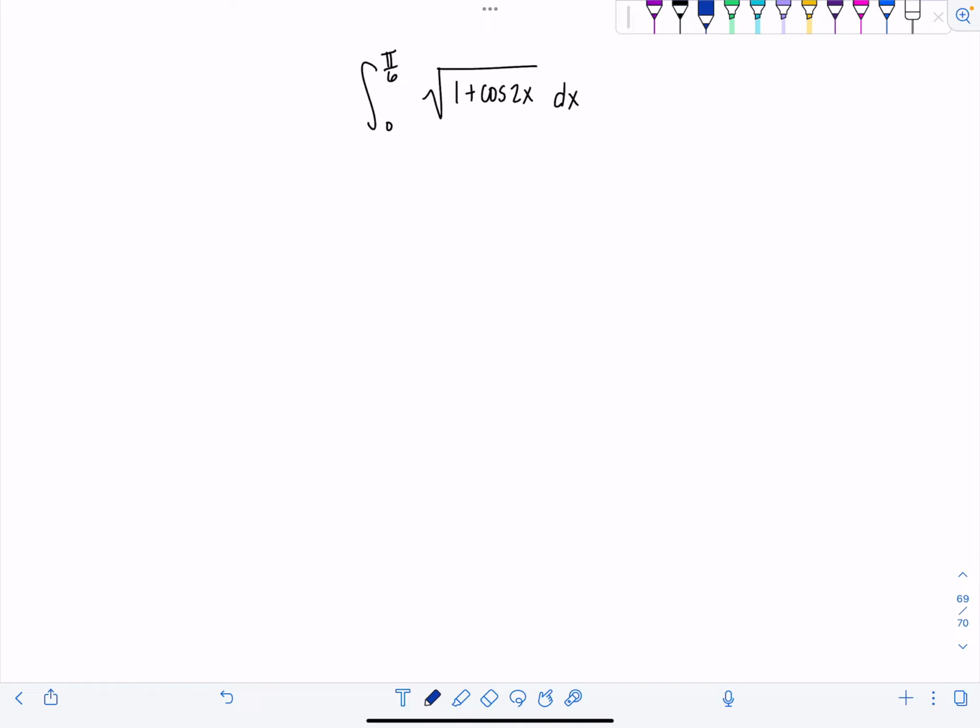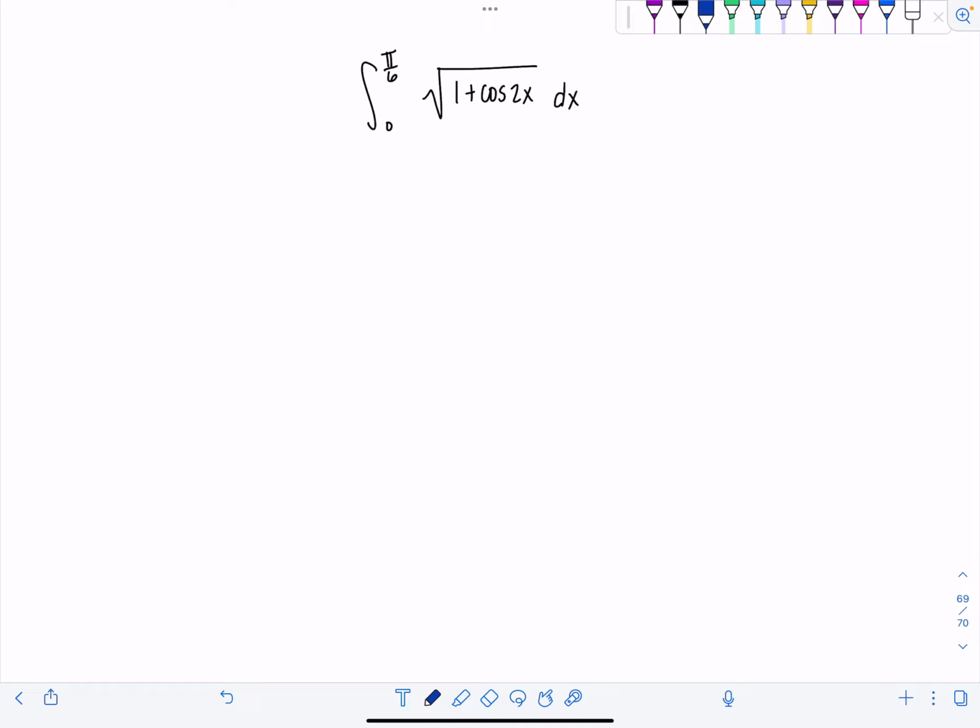Here's your integral of the day. We have a definite integral from 0 to pi over 6 of the square root of 1 plus cosine 2x dx. I actually did this one in class yesterday with my Calc 2 students, and I thought it had a nice little trick to it. So pause the video if you want to give it a try on your own.